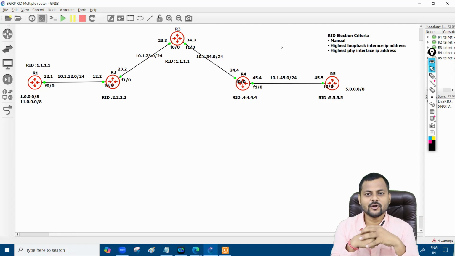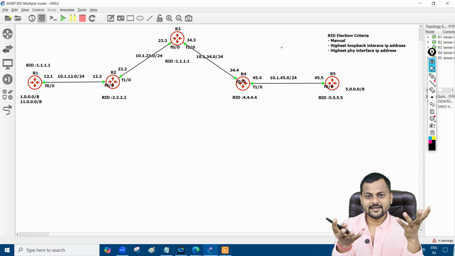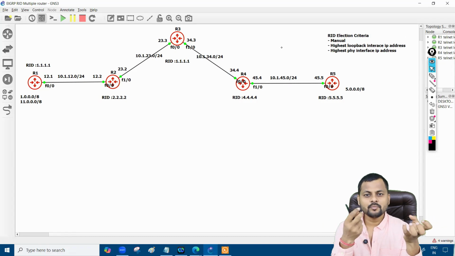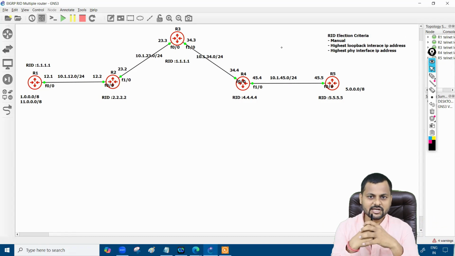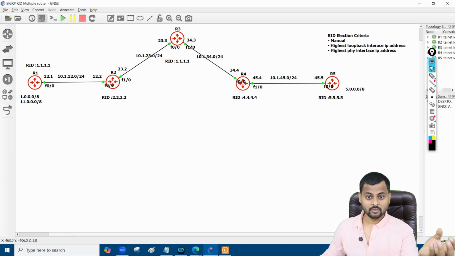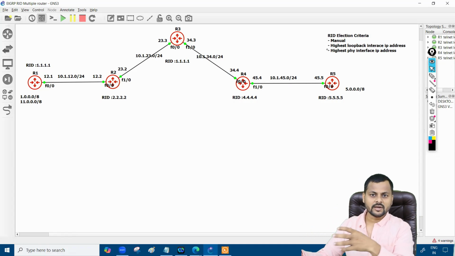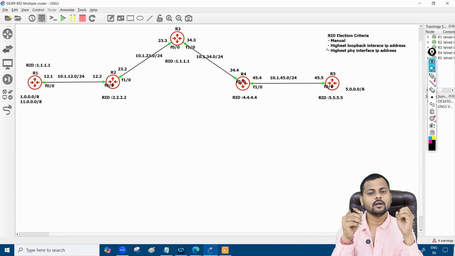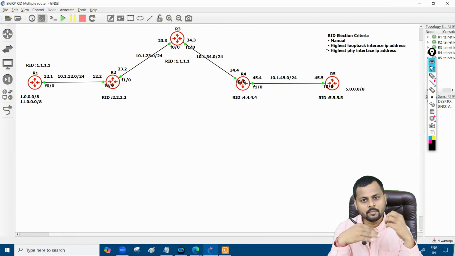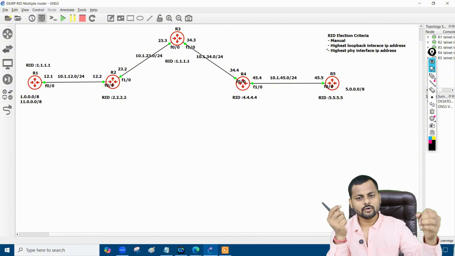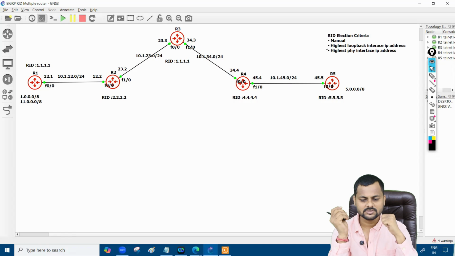So today we're going to talk about the EIGRP router ID election criteria and also the importance of the router ID in the EIGRP protocol. As we know, the router ID is unique on a per router basis, or we can also call it a per protocol domain basis, right? For example, on a single router you're running multiple routing protocols, so make sure that your router ID is unique on a per domain basis.